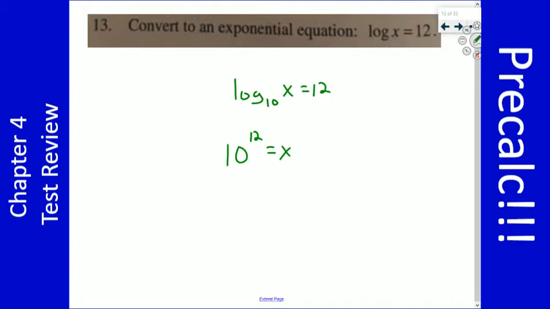So 10 to the 12th power equals x. This is just asking us to rewrite it as an exponential equation. We don't need to solve it. Only solve it for the variable if I ask you to do so. So this we just needed to rewrite.